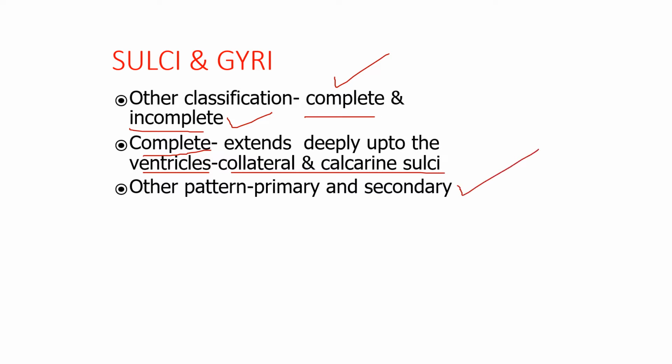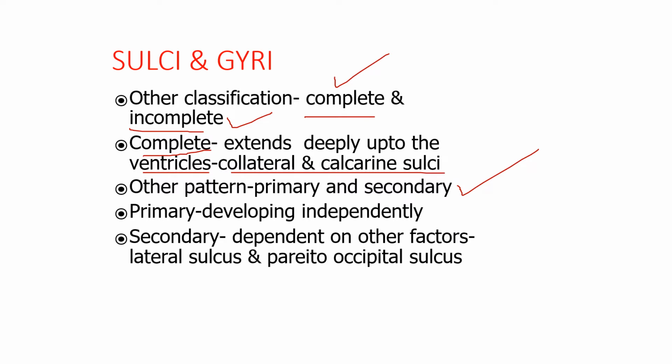One more classification we have is according to the development, primary and secondary. If in the development it forms on its own, that is primary, developing independently. Secondary is dependent on other factors so that these sulci are formed. Example is again lateral sulcus and parieto-occipital sulcus. So this completes the classification of the sulci and gyri. We have seen 3 classifications.